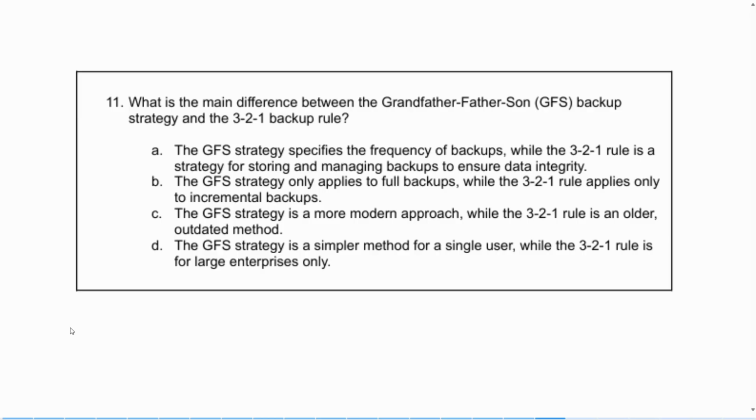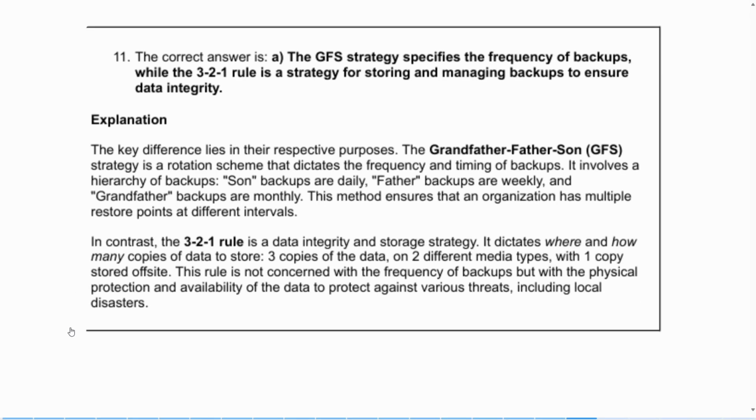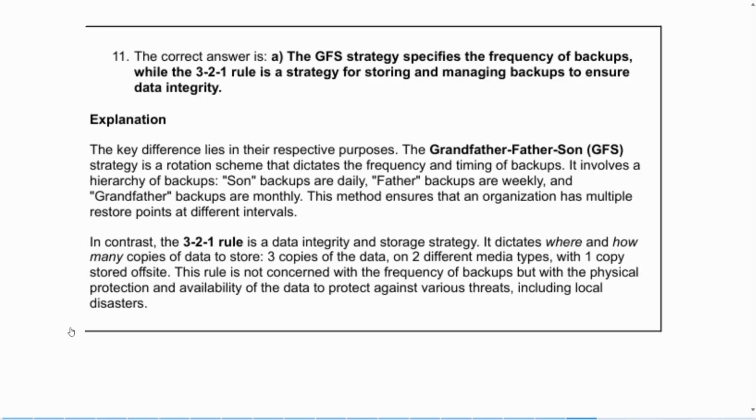Or D. The GFS strategy is a simpler method for a single user, while the 3-2-1 rule is for large enterprises only. Pause the video if you need more time. Your answer coming in 3, 2, 1. Here we go. It is A, guys. The GFS strategy specifies the frequency of backups, and the 3-2-1 rule is talking about integrity.